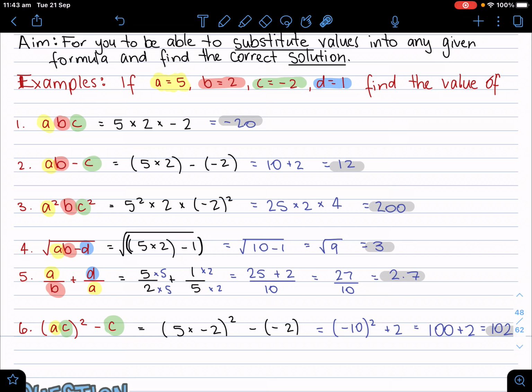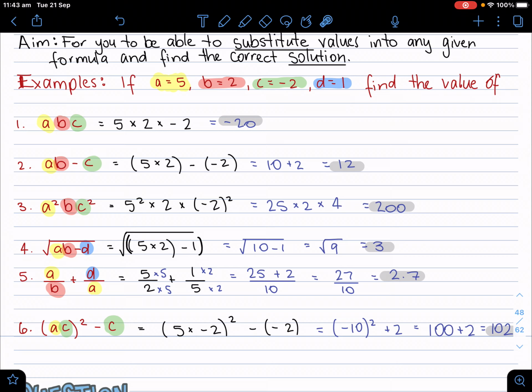So 5 times 5 is 25, 1 times 2 is 2, and 2 times 5 is 10. When the denominator is the same, we only write it once. We simplify that to 27 over 10, which then equals 2.7. Let's move on to the last example.